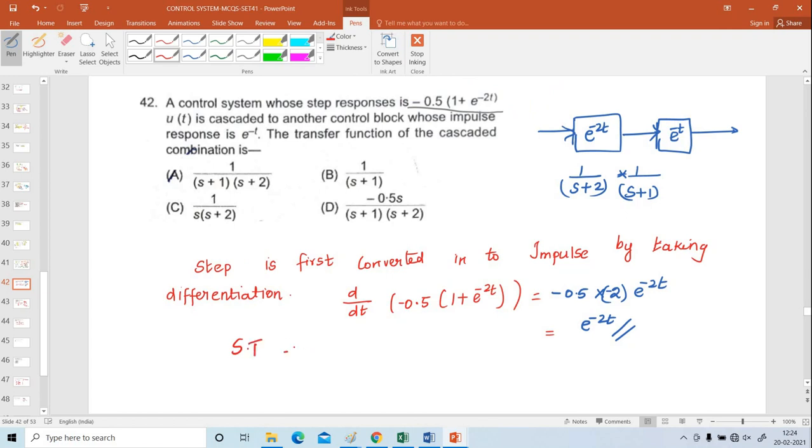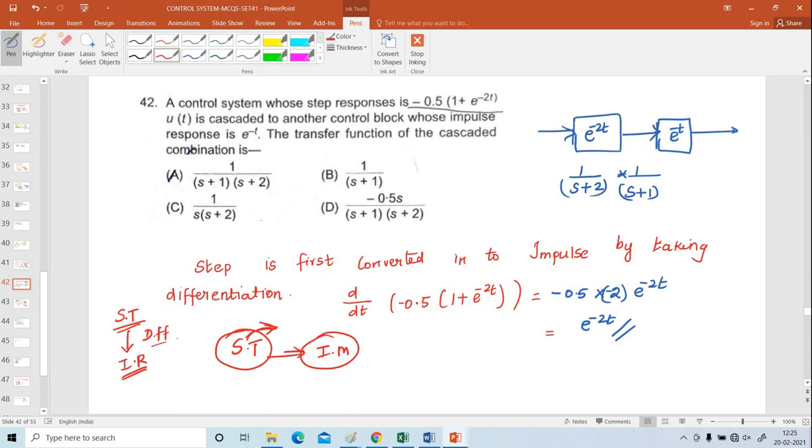Okay, first of all, both are connected in cascade, that is in series. So first of all we have to convert the step response into an impulse response, or the impulse response into a step response, then I can proceed with the problem. Here I first convert the given step response to an impulse response. How to go from step response to impulse response? By taking differentiation.